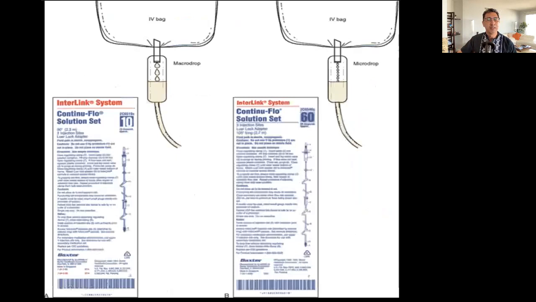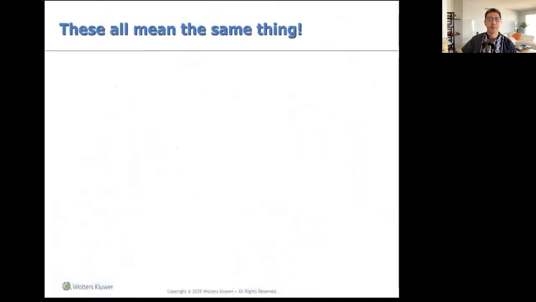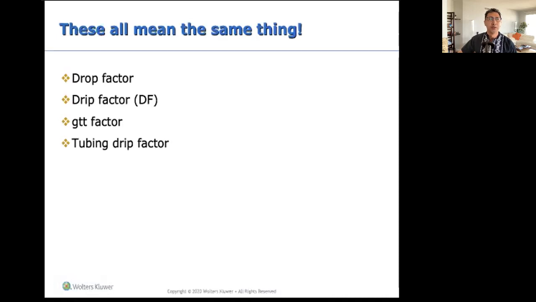And it's right here. It's on the packet. So if you grab an IV tubing in the hospital supply room, it will be right there. It will tell you what the drip factor is. On the left is 10, on the right is 60. Let's talk about some terminologies. These all mean the same thing because you're going to see them. Drop factor, drip factor, GTT factor. If you don't know what GTT is, it's drip. Tubing drip factor.